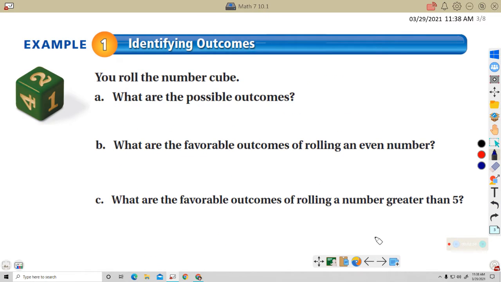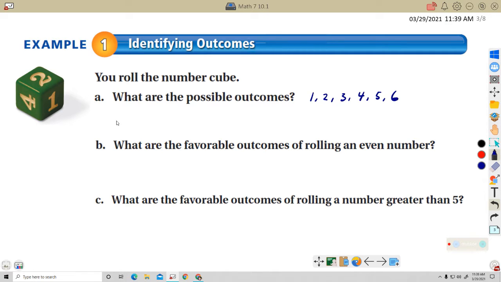Let's take a look at example 1 here. Let's do this together. Identifying outcomes. We roll the number cube. It's a die. You know, usually you see dots on it. What are the possible outcomes? Well, you know what's on a number cube. You have a 1 and a 2, a 3, a 4, a 5, and a 6. There are 6 possible outcomes when you roll a die.